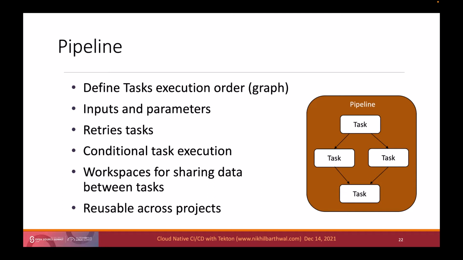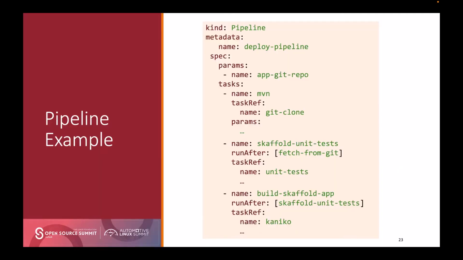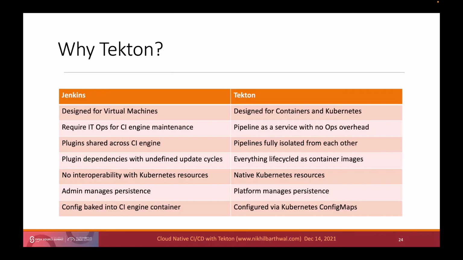Now we talk about pipeline. So what is a pipeline? Parallel execution of tasks. Tasks form a directed acyclic graph. So there's an execution order with tasks, and you have inputs, outputs, and it has things like retries, conditional task evaluation, workspaces where tasks operate, and it's reusable. Pipelines can be used across projects. So this is an example of a pipeline, right? You see the metadata, you see the parameters, you see all sorts of tasks, etc.